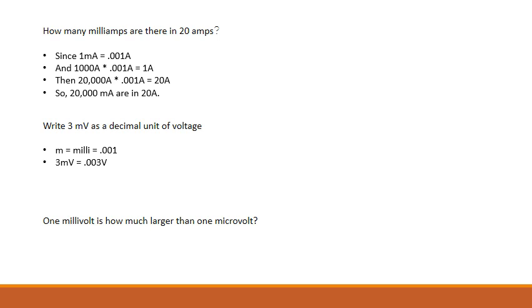1 millivolt is how much larger than 1 microvolt? Remember, a millivolt is 1 thousandth of a volt. A microvolt is 1 millionth of a volt. So 1 millivolt equals 1 thousandth of a volt, and 1 microvolt equals 1 millionth of a volt. So 1 million times 0.001 equals 1000. So 1 millivolt is 1000 times larger than 1 microvolt.